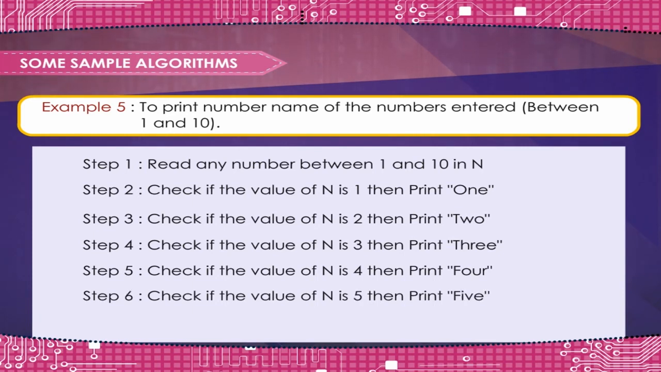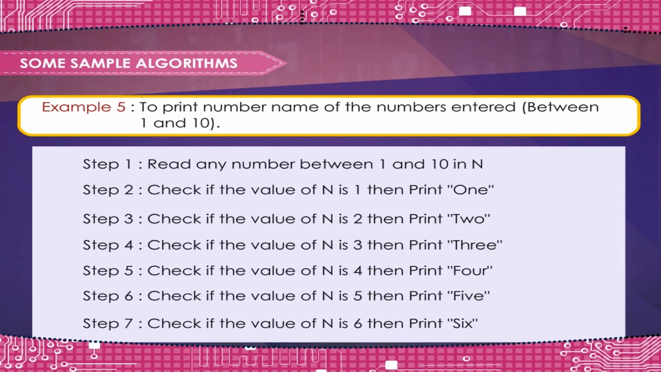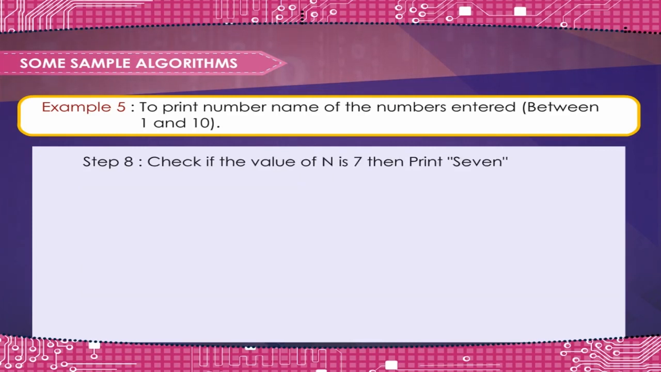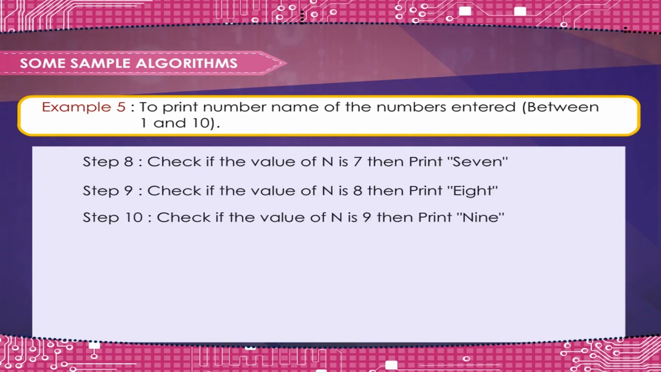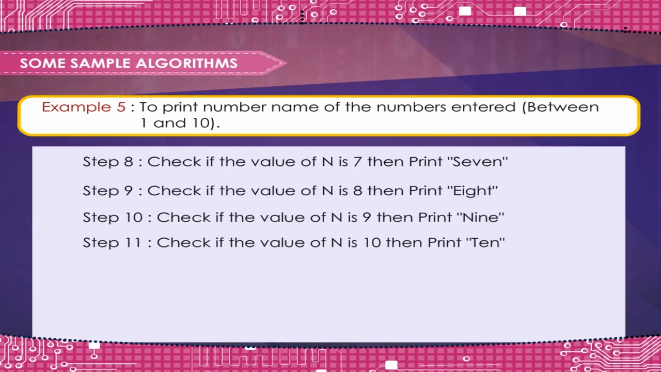Step 6. Check if the value of N is 5. Then print 5. Step 7. Check if the value of N is 6. Then print 6. Step 8. Check if the value of N is 7. Then print 7. Step 9. Check if the value of N is 8. Then print 8. Step 10. Check if the value of N is 9. Then print 9. Step 11. Check if the value of N is 10. Then print 10.